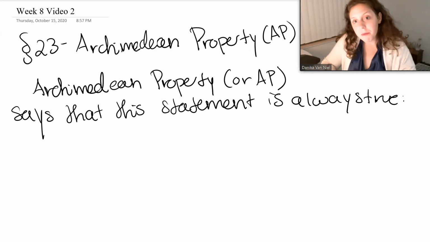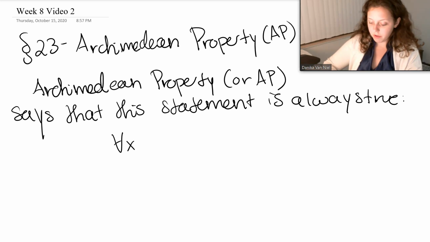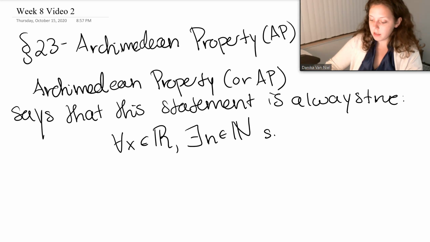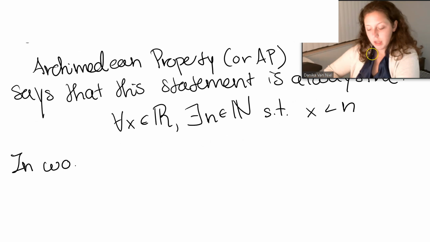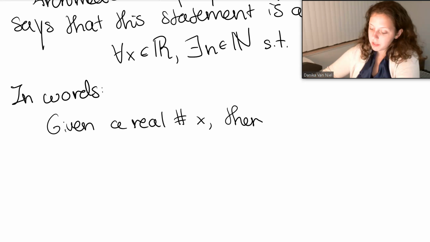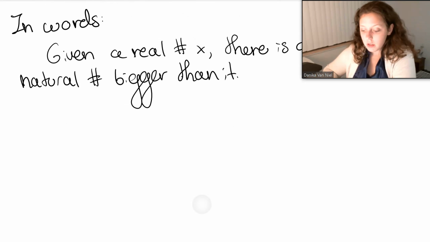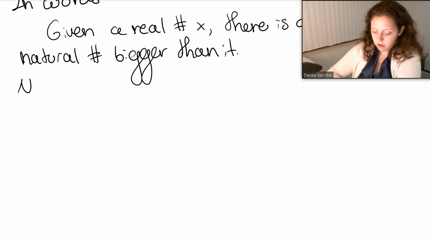Archimedean property, or AP, says that this statement is always true: for any real number x that you hand me, there exists a natural number n such that x is strictly less than n. Let's write it out in words. Given a real number x, there is always a natural number bigger. Okay, so let's go over some notes that are important for this.